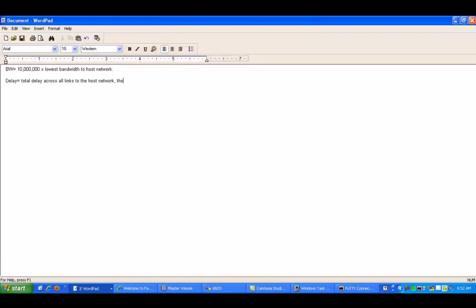And then you take this value, so you add up the delay across all links, then we divide that by 10. And then we get the formula of bandwidth plus delay, and we multiply that by 256, and this equals our composite metric.